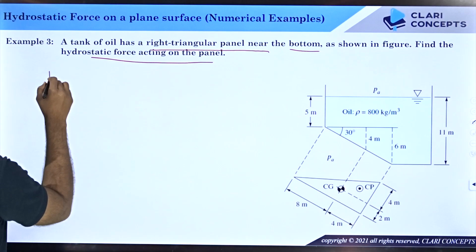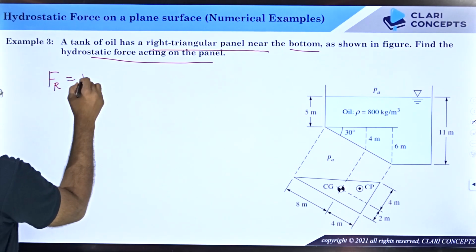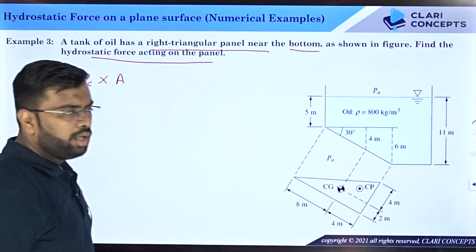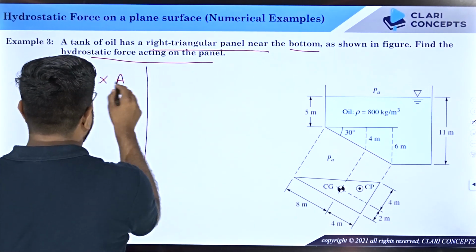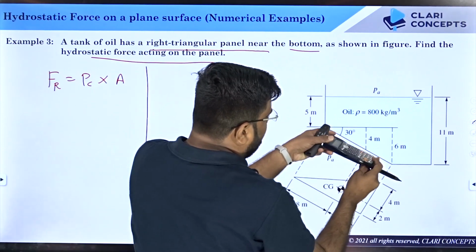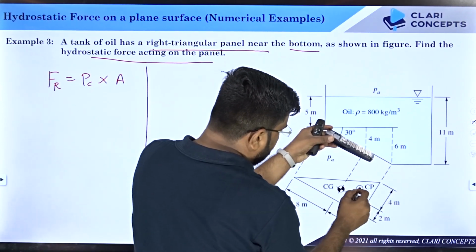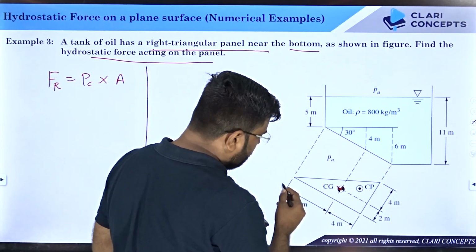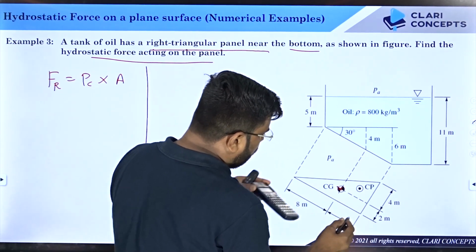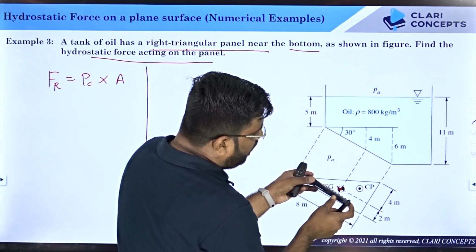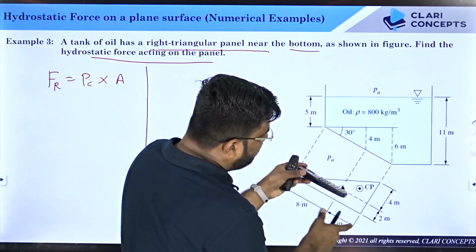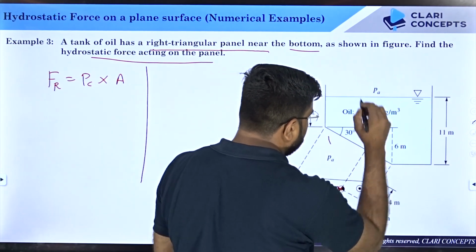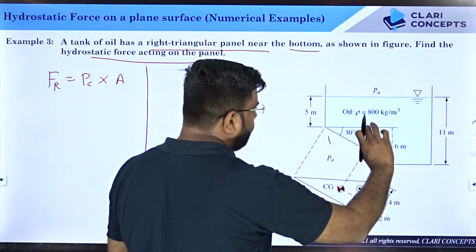Simple. What is force? I know Fr equals to pressure at the centroid point of the panel multiplied by area. Now firstly you will find both this value, PC and A. Firstly you locate the centroid point. Where is the centroid point? If you see, centroid point is somewhere over here, say for example. If this distance total is 12, so 8 and 4. So always centroid point is located 1/3 of the total distance. So 1/3 of the 12 is 4 meter. Therefore this is center. Now if you look at it this way, this distance is 4 meter. Now when this is 4, that means this is 5.